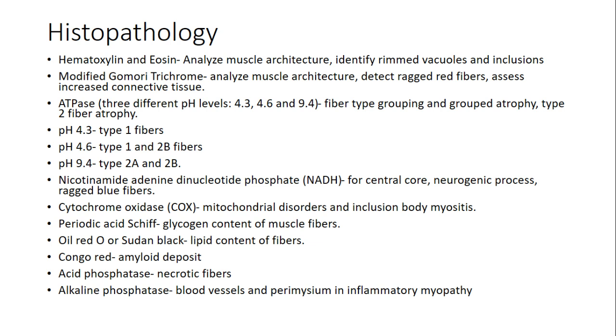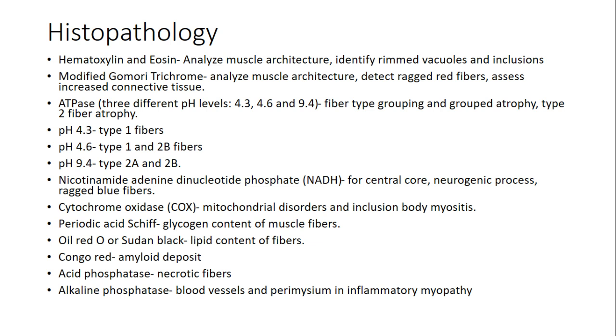So if there is a Gomori trichrome, whatever the scenario is, they want to make sure that you interpret the architecture and the ragged red fibers. That's more common. So do remember that piece. ATPases, we talk about 4.3, 4.6, and 9.4. Hard to remember even for me, but those kind of flip. Then 4.6 and 9.4 flips. But it mainly helps you with the fiber type grouping and group atrophy, which is mainly for the genetic disorders.